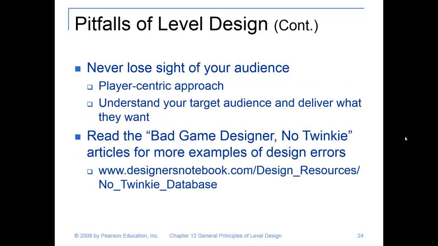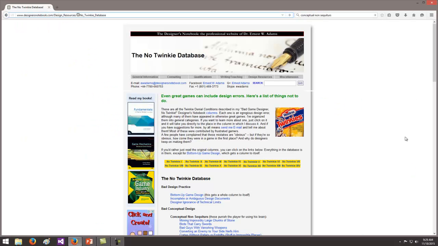Alright, never lose sight of your audience. It's always a player-centric approach. Who's my target audience? What emotion am I trying to get? Always thinking about the target audience and what they want. And then read the Bad Game Designer No Twinkie articles for more examples of design errors.